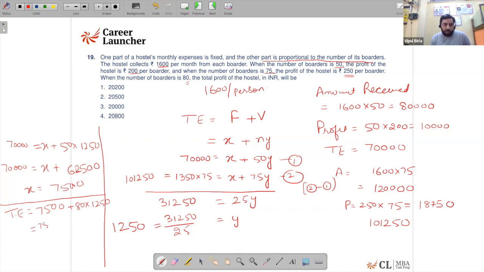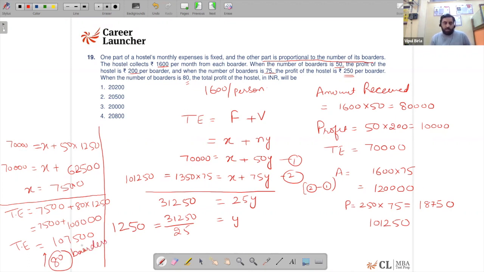So it is 7,500 plus 8 into 5 is 40. Then 8 2s are 16 plus 4 is 20. That makes it carry 2, 8 1s are 8 and 2 is 10. So it is coming out to 1,07,500 is the total expense for 80 borders.